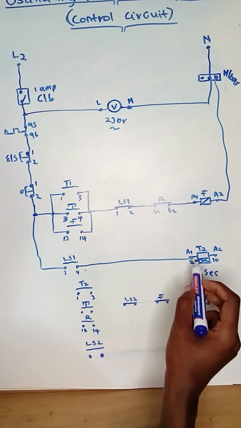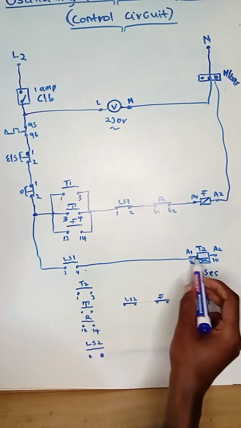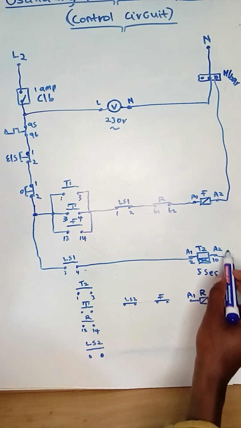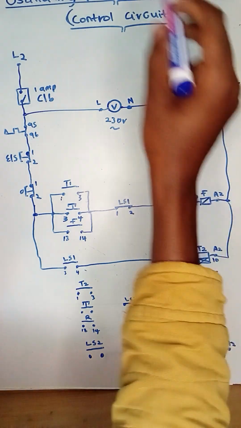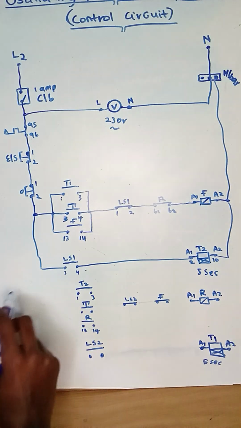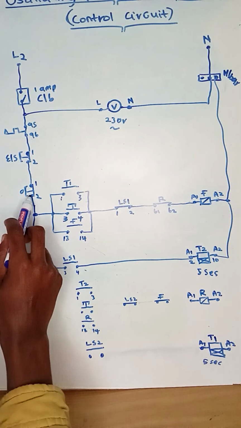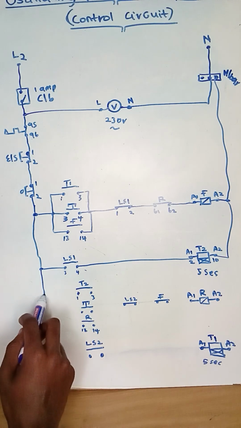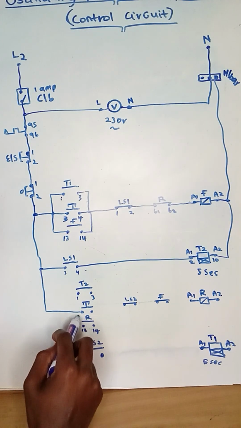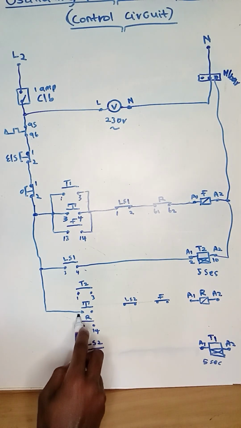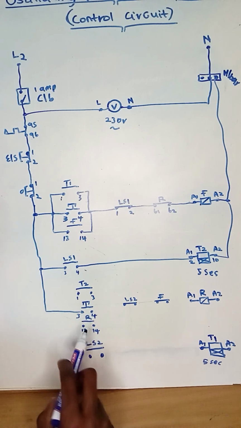Right. So from the in point it will be A1, our live, and A2 is neutral. It will be bridged with the neutrals. Again, we'll bridge the wire after the stop button all the way to the start button, the second start button, which is 3 and 4.